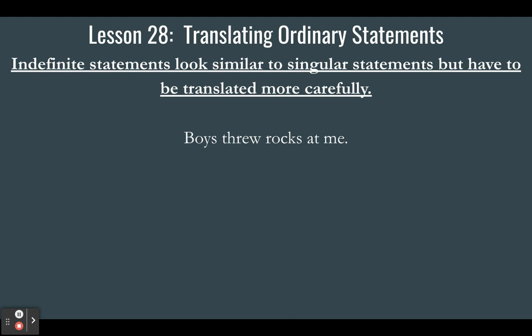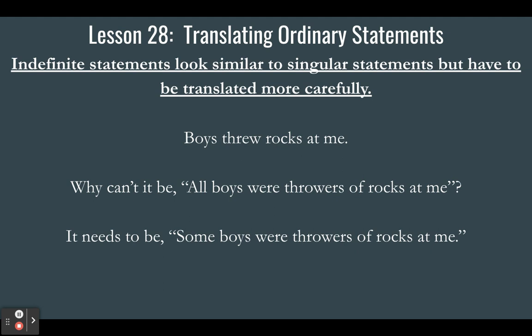So what we're going to have to do with this one is to say some boys were throwers of rocks at me. Because the truth of the matter is, unless you are saying every boy on the planet threw rocks at me, you can't say all boys. You've got to say some boys were throwers of rocks at me. And for the record, even if it was one boy, that is too many boys. Boys do not throw rocks. Well, boys do throw rocks. What I'm saying is boys, comma, do not, that's an imperative, do not throw rocks. Okay? So indefinite statements, you've got to be careful. They're almost always going to end up being a particular statement. Okay, but we'll show you one exception here at the end.